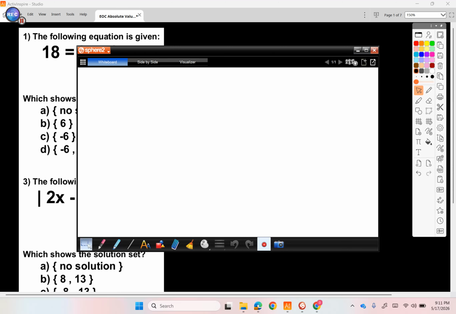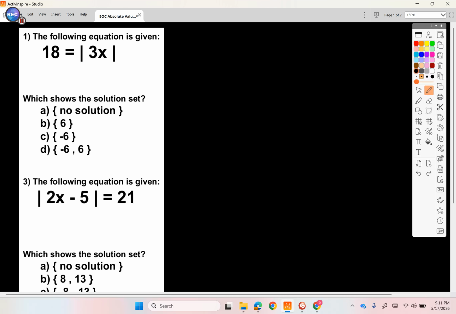Alright, let's make a little video reviewing solving absolute value equations, inequalities, and also we'll take a look at some absolute value graphs. So this is simple, right? A couple restrictions before we start.